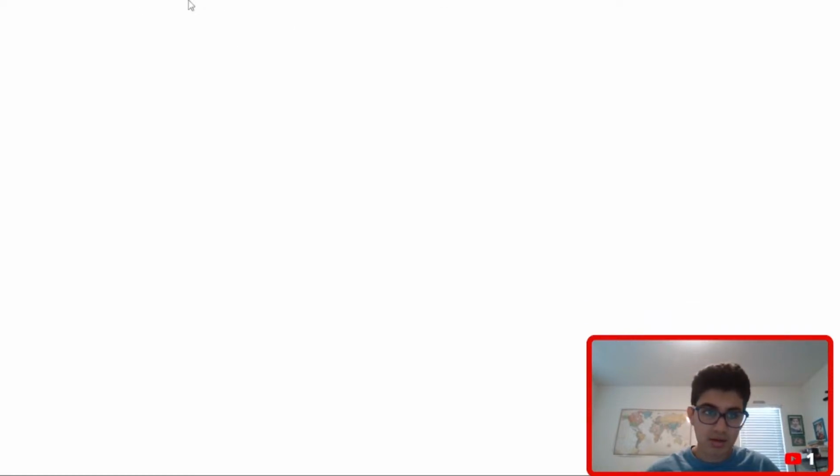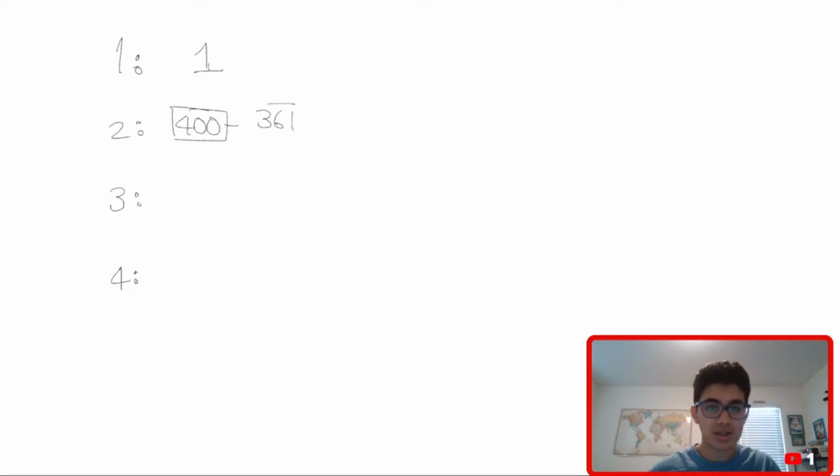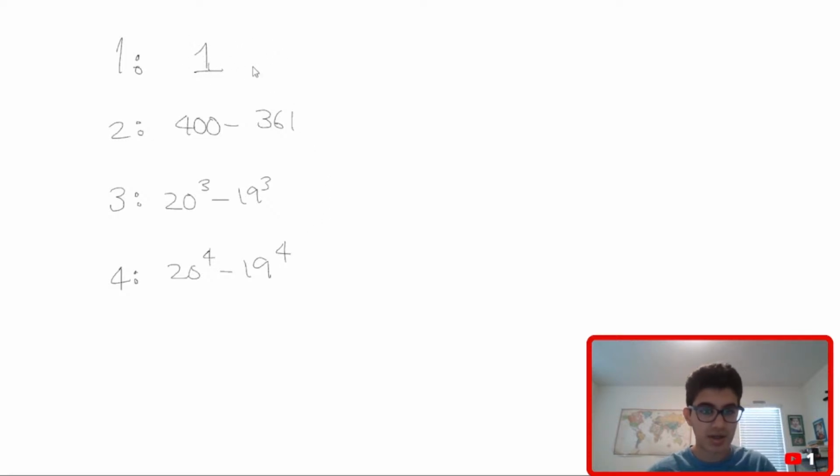When you've got 1 letter, 2 letters, 3 letters, or 4 letters. Now, the thing is with 1 letter, there is only one word. It's just A, right? With two, it'll be 400 minus 361. This is how many words there can be formed in total. This is how many can be formed without any A's. So that's 20 squared minus 19 squared. This will be 20 cubed minus 19 cubed. 20 to the fourth minus 19 to the fourth. And then obviously this is just 20 minus 19.